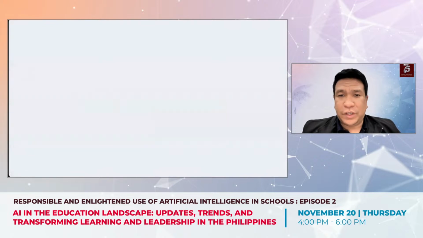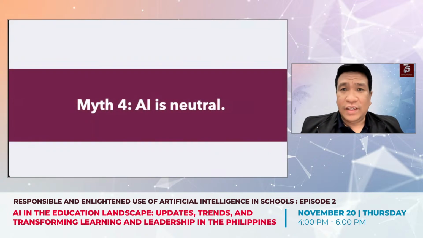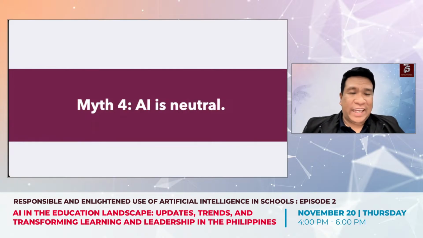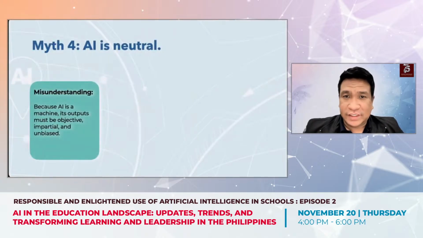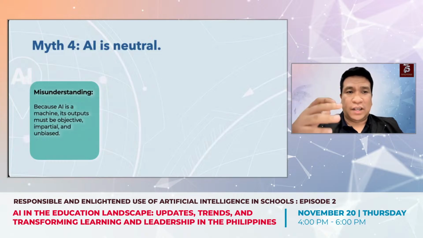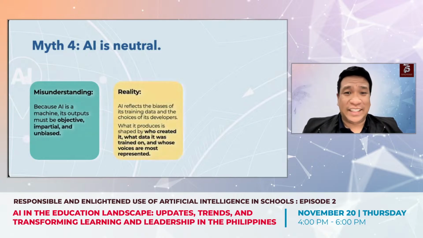Okay? Myth number 4. I think this is the second to the last of our myth. Okay, myth number 4. AI is neutral. So, the misunderstanding here or issue is that because AI is a machine, its outputs must be objective, impartial, and even unbiased. So, what's the reality here? AI reflects the biases of its training data and the choices of its developers. What it produces is shaped.